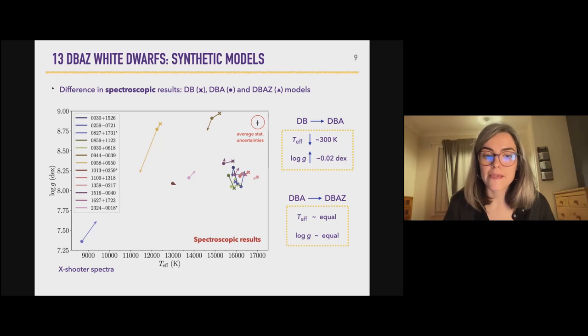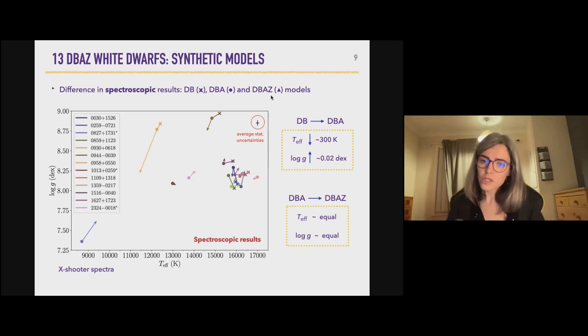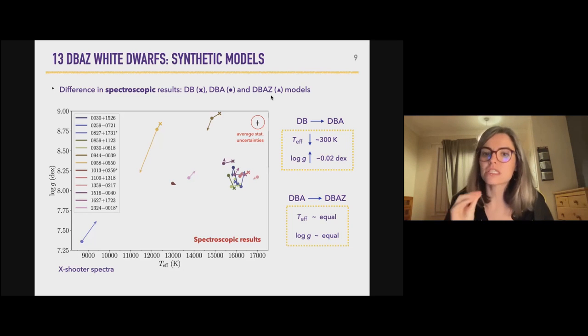In this case, I am showing you the spectroscopic results. This plot is fitting the X-Shooter spectra, and the pure helium results are marked with crosses. The circles mark the DBA, and the end or beginning of the arrow, the DBA-Z results. What we obtain is that the inclusion of hydrogen in the models translated into an overall drop of the effective temperature and a slight increase of the surface gravity. On the other hand, the inclusion of metals didn't translate into an overall change of these two parameters.